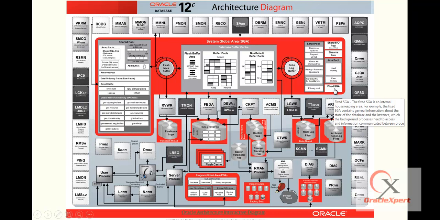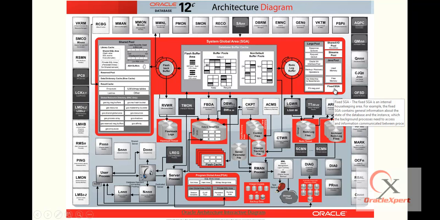You have the user global area. I'll say more on this when I talk about the PGA. The user global area is located in the large pool only if you are running a shared server configuration for your instance. For a dedicated configuration, the UGA is part of the program global area.